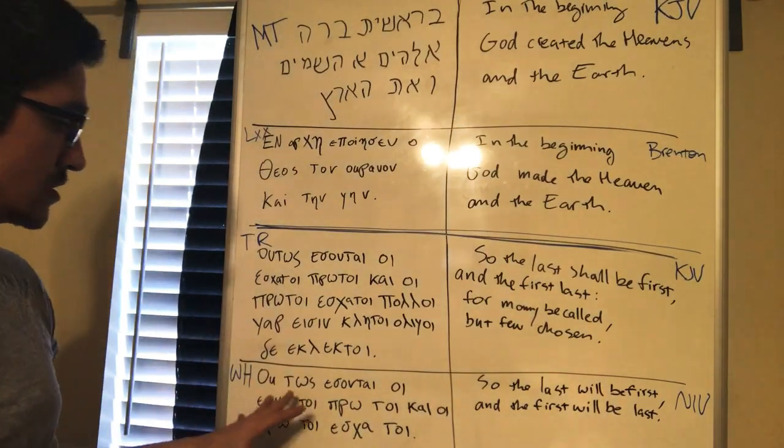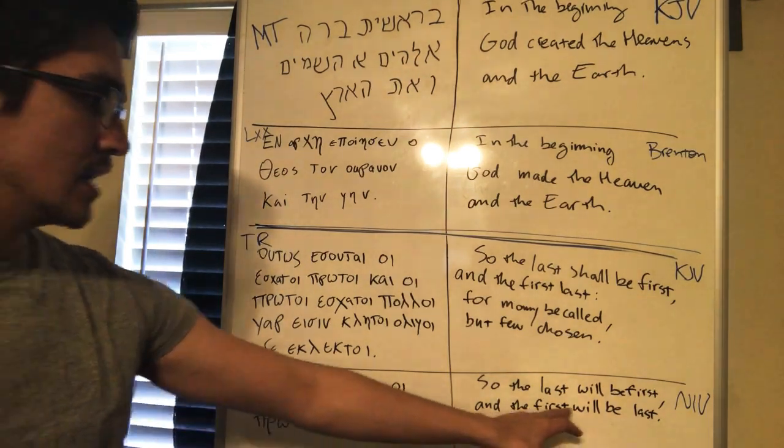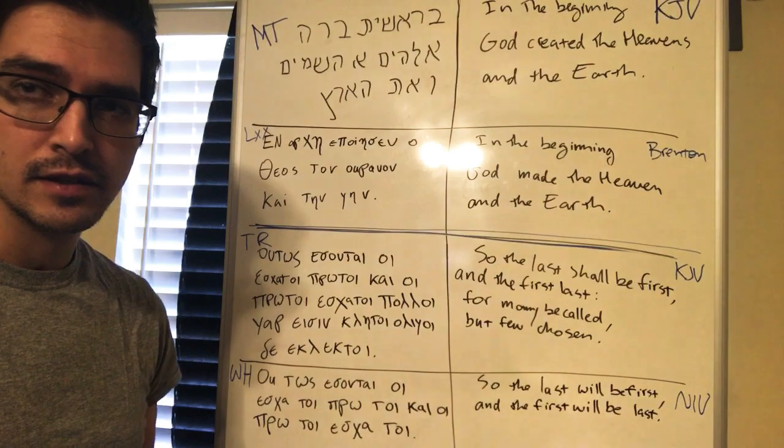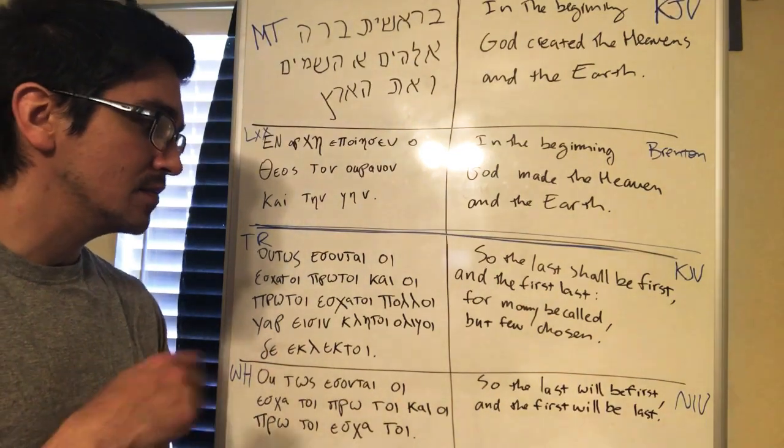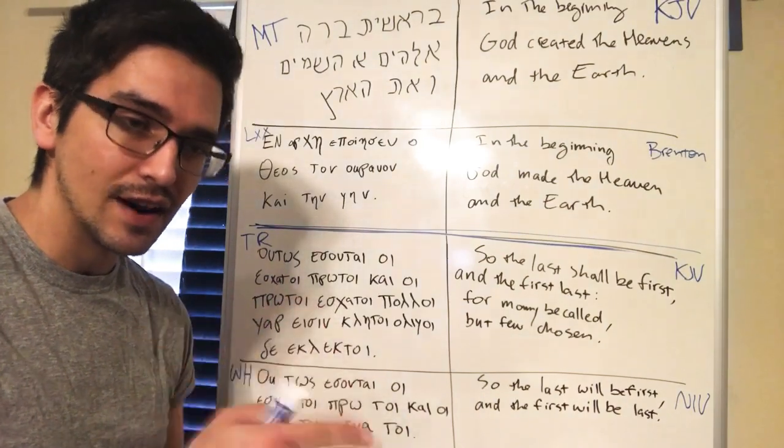However, if we look at the Westcott and Hort, it leaves out this last part. It just says, so the last will be first, and the first will be last. It leaves out the whole concept that many are called but few are chosen. The straight way, the narrow way.